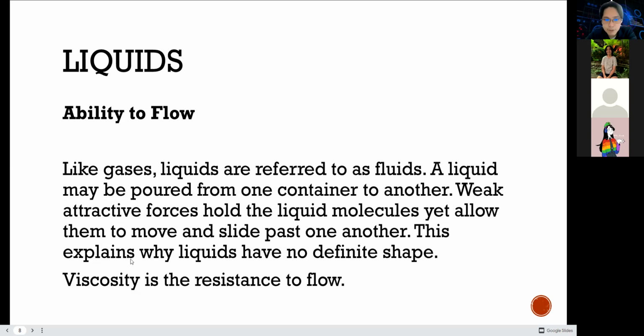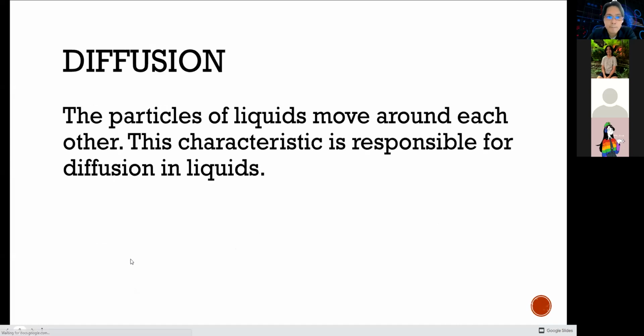Viscosity is the resistance to flow. The vernacular term for viscosity is lapot. Viscosity. Diffusion.